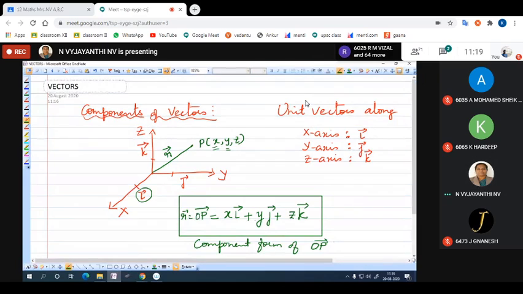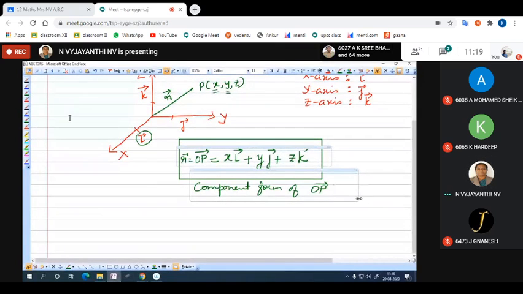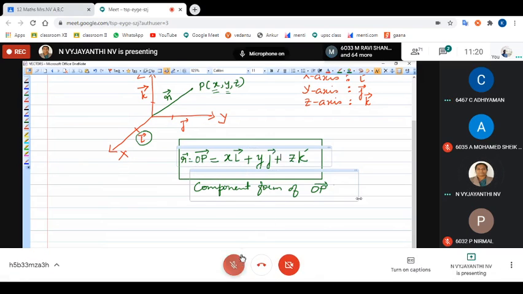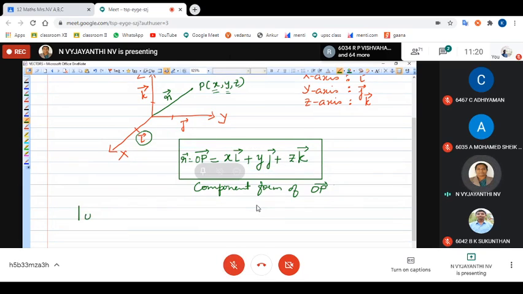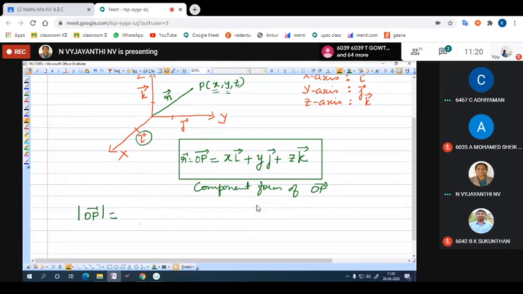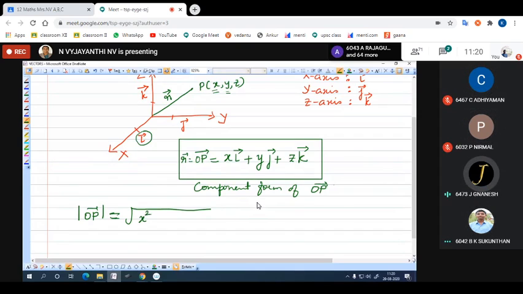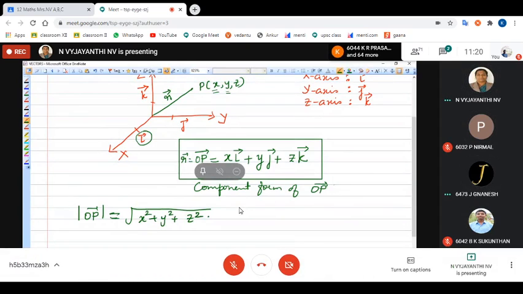Have you all understood component form? Yes, ma'am. Does anybody have any doubt in this component form? So what is the magnitude of this OP vector? Root of x square plus y square plus z square. And what is the direction?